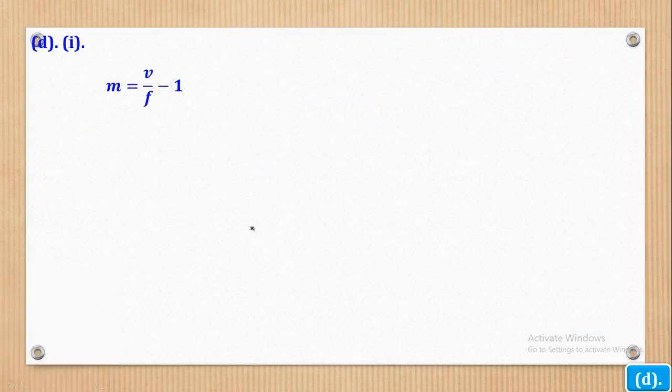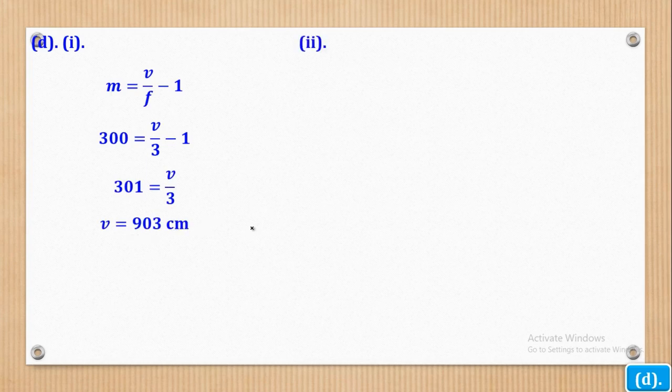So you know that m is equal to v over f minus 1. Therefore, substitute for the magnification and for the focal length, so we only have v as the only unknown. When I make v the subject, v will be equal to this. And that is what they wanted in Roman 1.